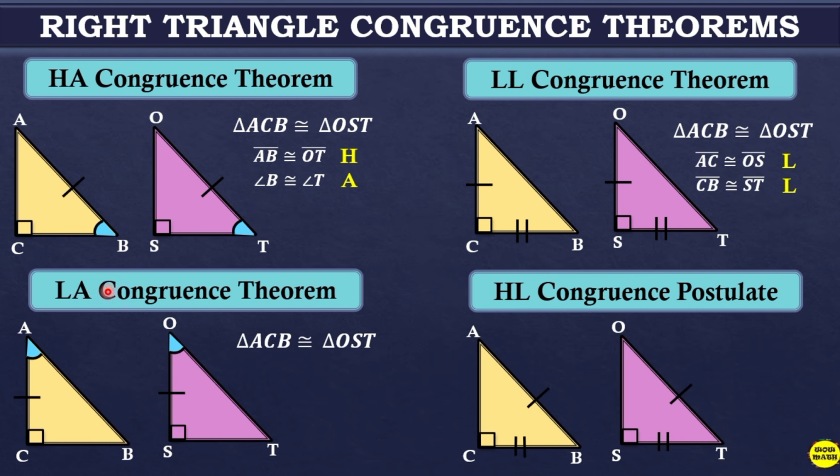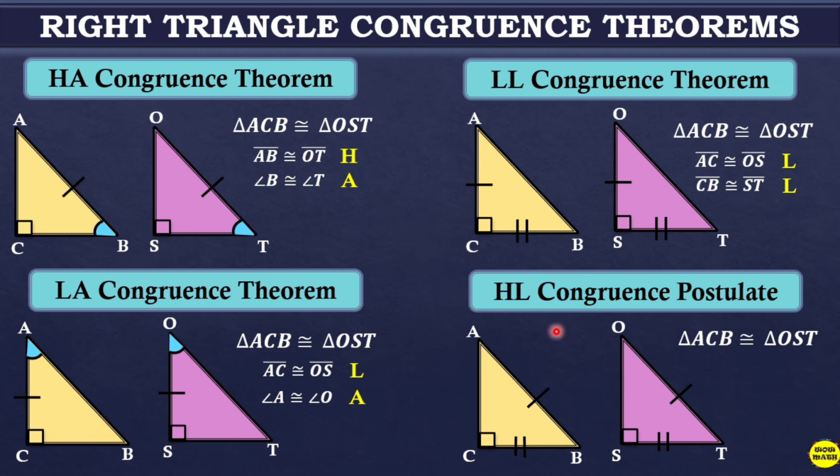Next, we have triangle ACB is congruent to triangle OST. So we have to identify the LA, the leg and the acute angle. Your leg here is side AC is congruent to side OS, that is your leg. For your acute angle, we have angle A is congruent to angle O. This is your acute angle. So these two triangles are congruent by LA congruence theorem.